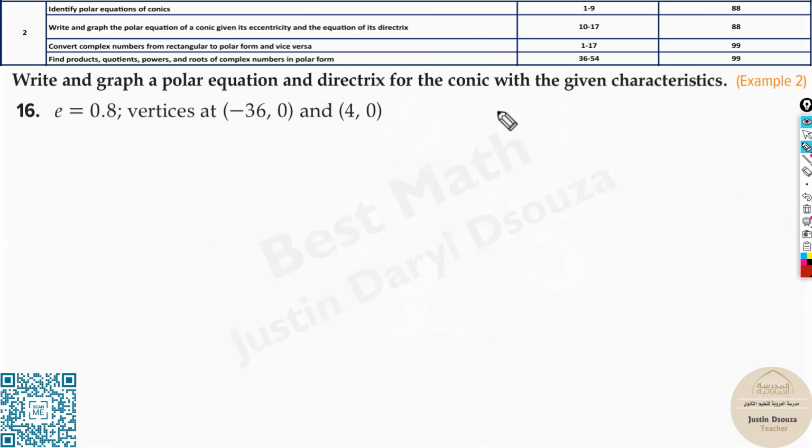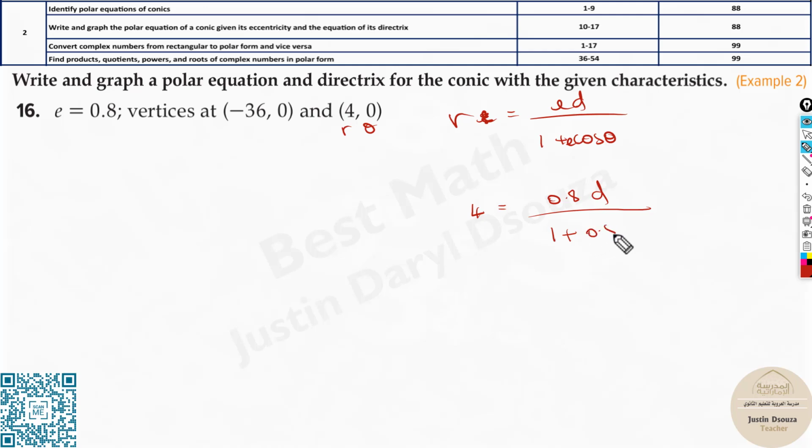I'll tell you how. Again, I'll write the form. It's E times D divided by 1. And now I told it's cosine theta, and over here there is an E value. Now for this same equation, this is not E over here, it is R over here. For the same given equation, what I'll do is I'll just substitute one of the points. I'll substitute the right side point, which is very easy to substitute. R and theta, right? R is 4, that is equal to E is 0.8 times unknown value D divided by 1 plus 0.8 cosine theta. Theta is 0.